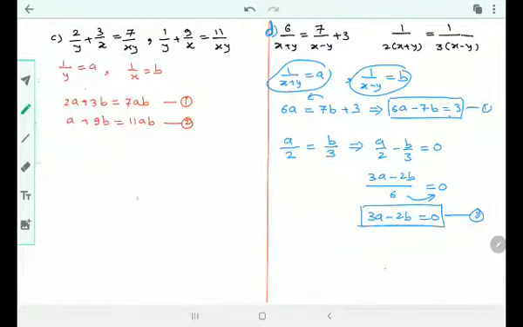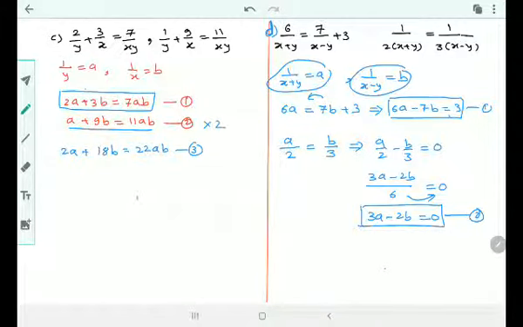So let's start. I can multiply equation number 2 by 2. Okay, you have to write it. You don't have to write it in this way. You have to write it completely, multiplying equation number 2 by 2. So if I multiply this by 2, what do I get? 2a plus 18b is equals to 22ab, and that's equation number 3. So actually I have to solve equation number 1 and equation number 3 properly.